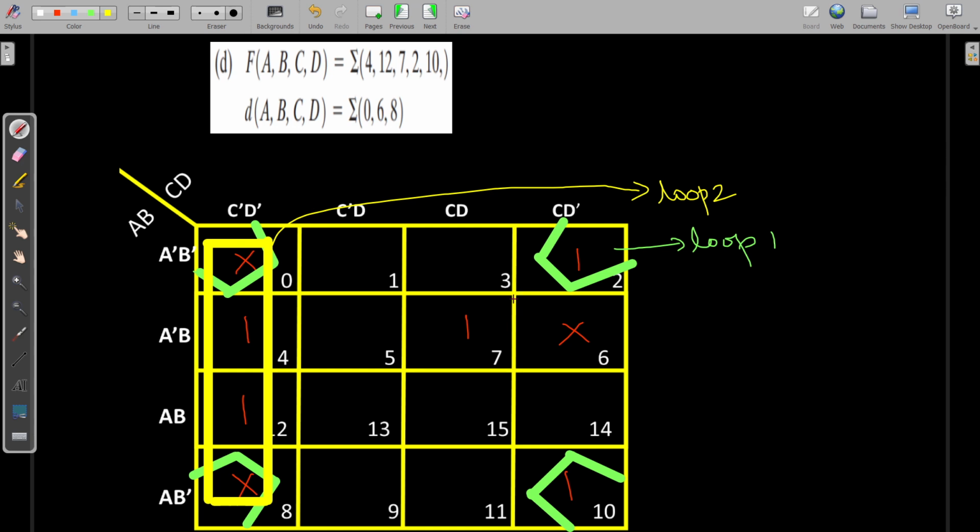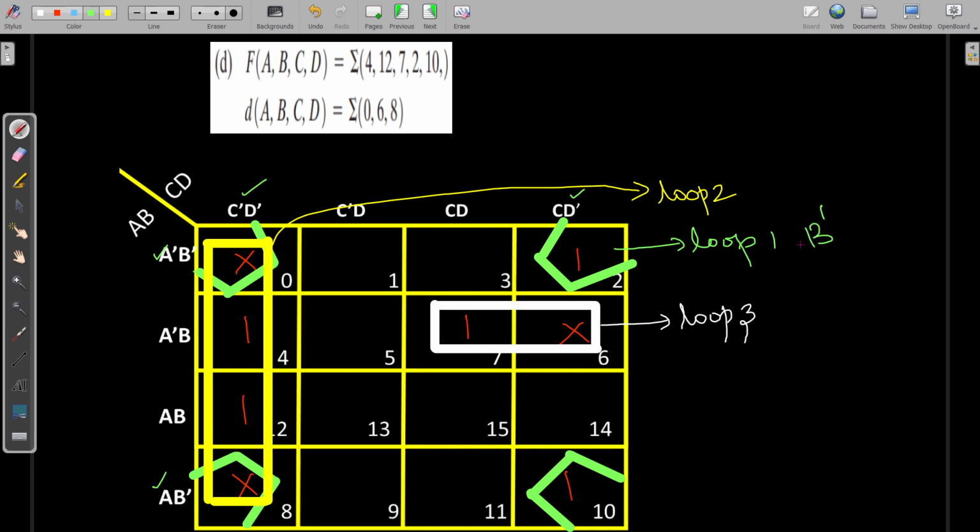Then we go for forming this, right? So this is loop 3. So for this we can write the expression. For loop 1, it is these two row wise, these two column wise, right? So it is B dash and then here it is D dash. And for loop 2, row wise, these are all covered in column wise, this one. So the answer for this one is C dash D dash.